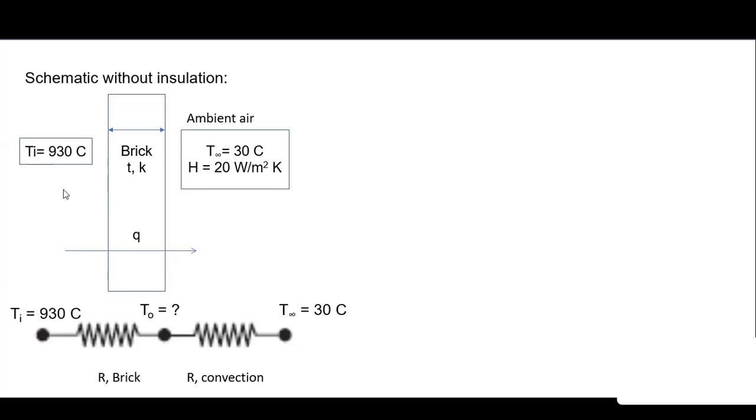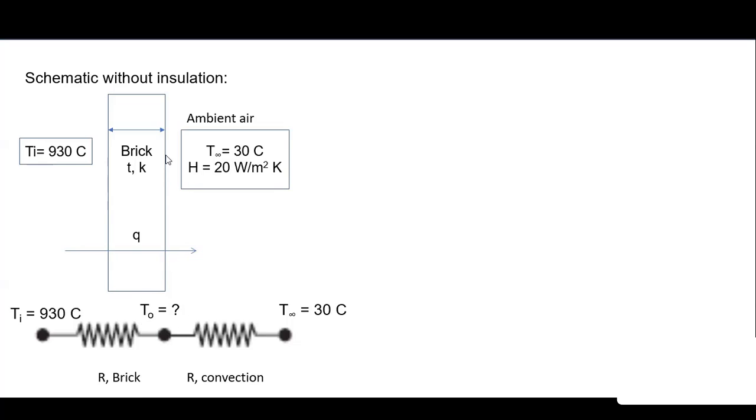Let me give you an important guideline. You have to always start with the highest temperature in the circuit. Now in this case, the highest temperature is 930 degrees Celsius. From this highest temperature, the heat will flow through the brick. So what is the mode of heat transfer through the brick? It is going to be conduction. So the brick will offer one resistance for the conduction, and that's why there is one resistance. Then after the brick we reach a certain temperature, which is unknown to us and is to be calculated, let us call it To.